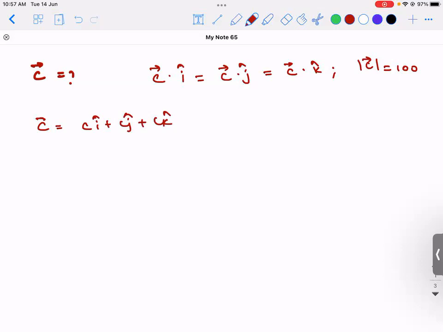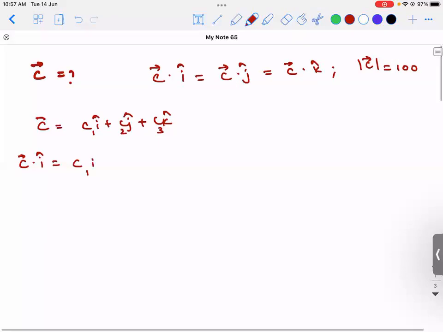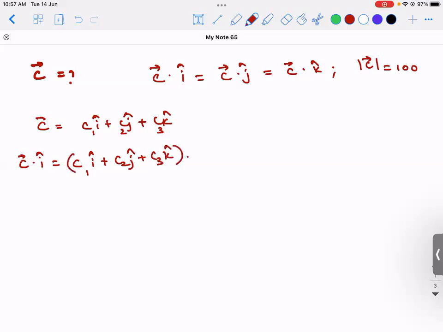Okay, so C vector dot I cap, I will call the components C1, C2 and C3. C dot I cap will be C1. Why? C1 I cap plus C2 J cap plus C3 K cap, dot I cap. So this will be C1 into I cap dot I cap, which is C1. Similarly, C vector dot J cap will be C2, because J cap will have a dot product with J cap.